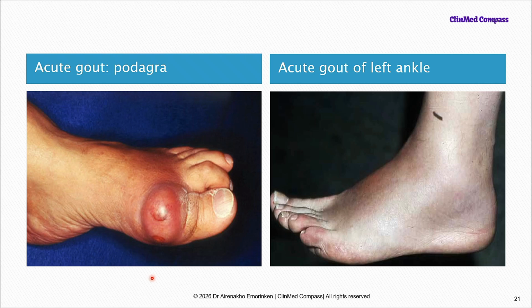Clinically, this appearance can easily mimic cellulitis or septic arthritis. That is why, in practice, you should never rely on appearance alone. Always think about the differential diagnosis and consider joint aspiration when in doubt.